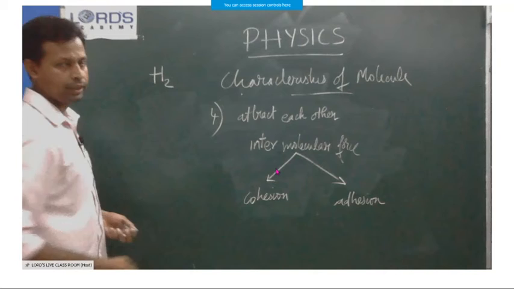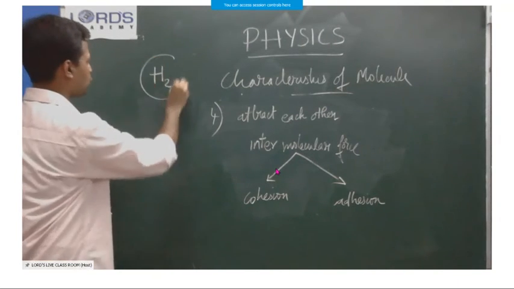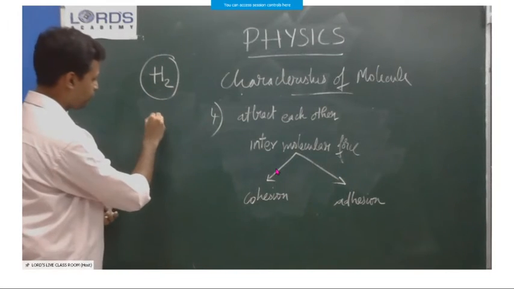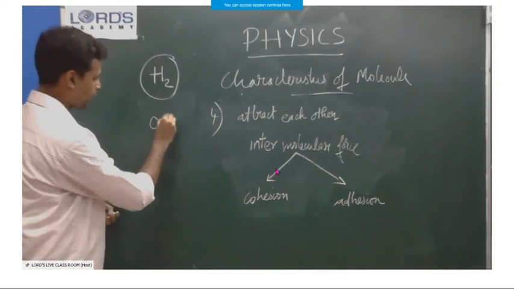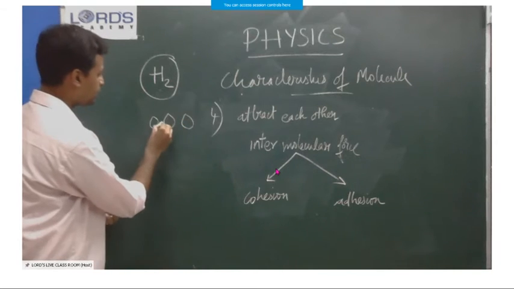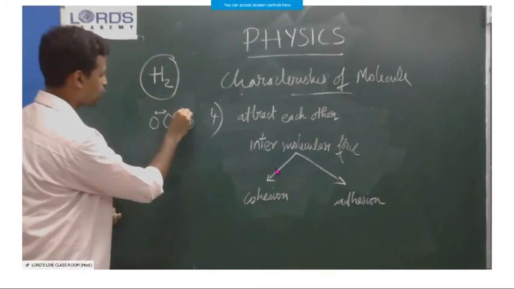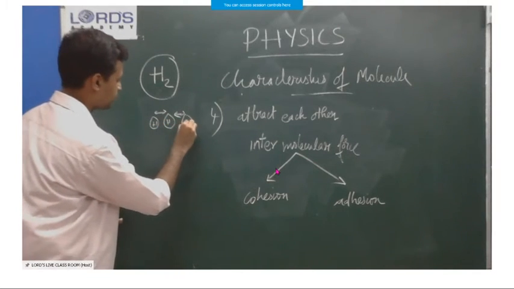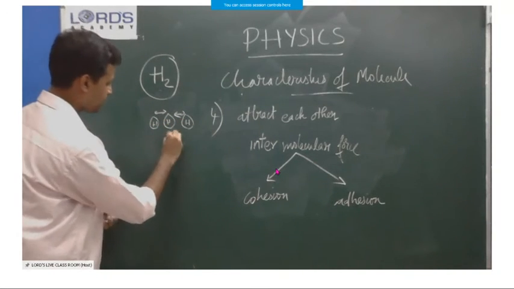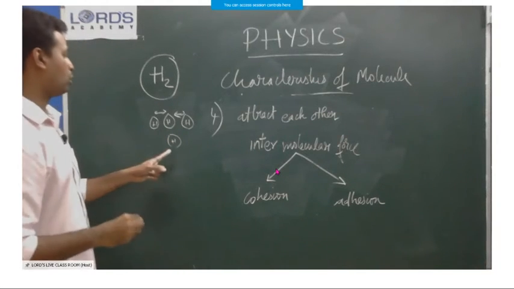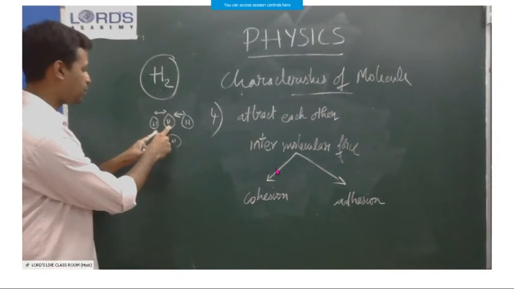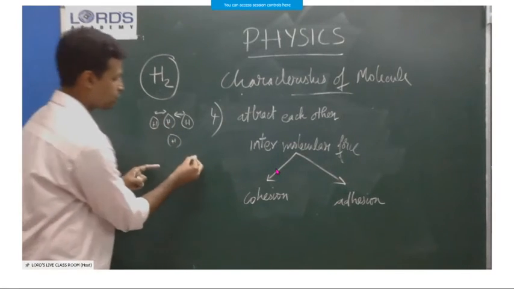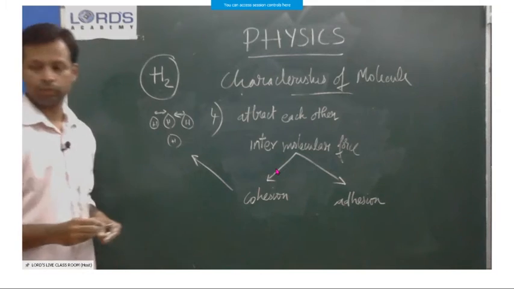H2, you know it is a gas. In H2, the molecules of H2, there are so many molecules you think. There is an attraction between these molecules. These all are H. This is the attraction between the molecules of the same species, and it is called cohesion.